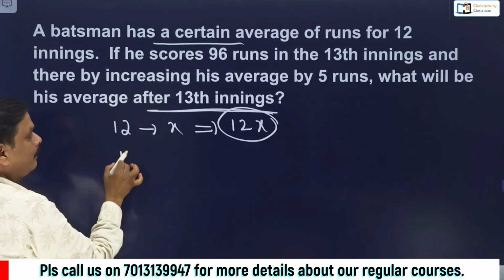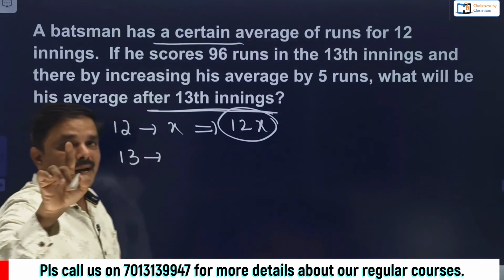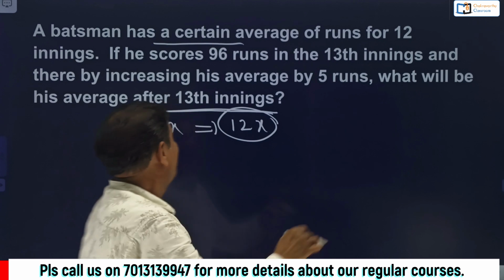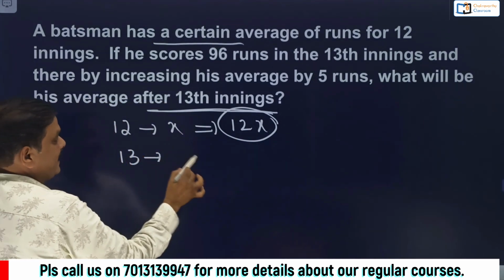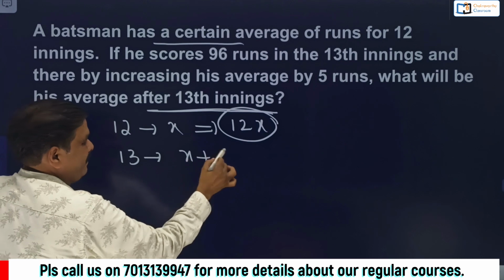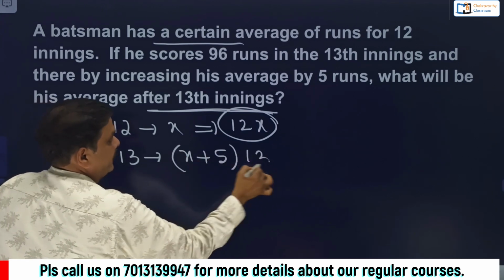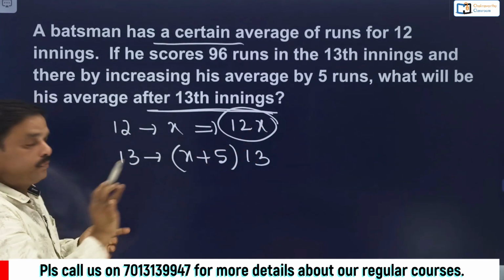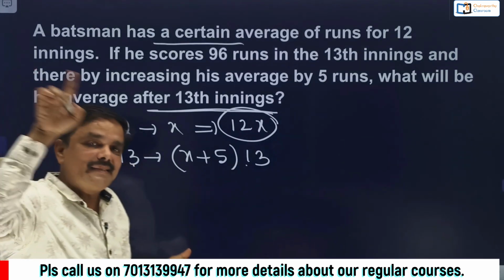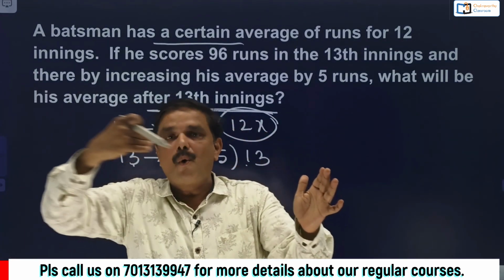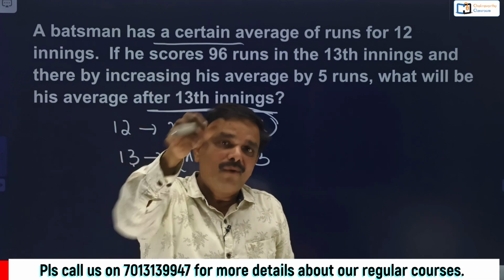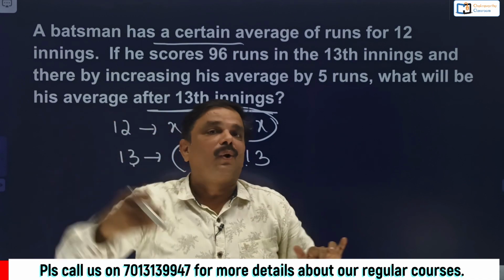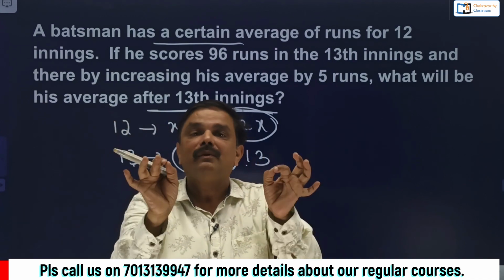That means in the 13th innings, he scored 96. As a result of that, the average has increased by 5. That means the total of 13 innings is x plus 5 into 13. Isn't it? This is the total actually. The 12 innings total is 12x. Then in 13 innings, when he has made 96 runs, the average of all the 13 innings has increased by 5. This is the conventional method. This is for you, not for the examiner, to increase your logic. After that, in a simple way, I'll explain with a simple shortcut.